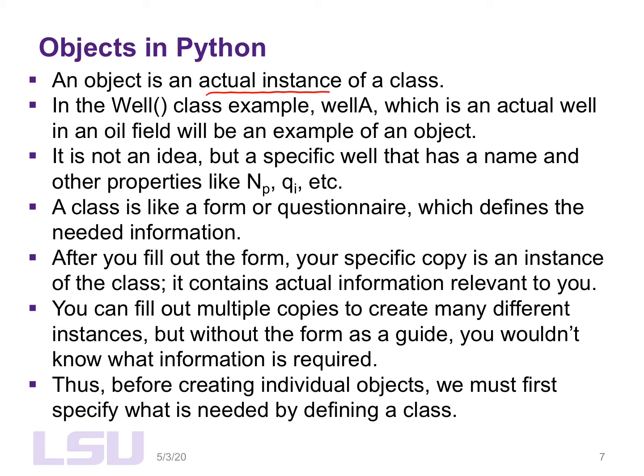So an object is an instance of a class, as a classical definition. So you can have multiple objects defined from one class. You can have hundreds of wells initialized from a well class. So the well object should not be confused with the well class. Well A is an actual well in an oil field, which will be the object, and this is the class. It's not an idea, but a specific well that has a name and these other properties.